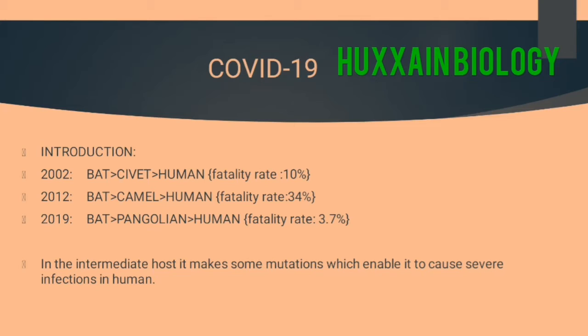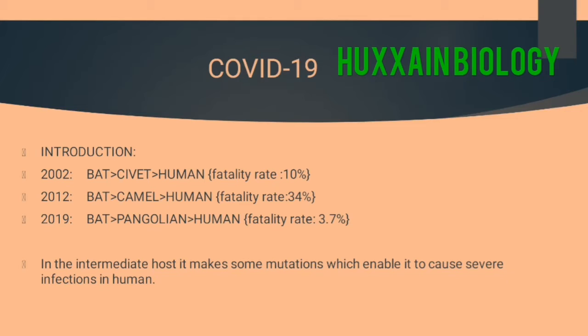But after that it appeared again in 2012, and again the primary host was the bat, and then the intermediate host was the camel, and then the human. At that time the fatality rate had increased so much, to 34%.